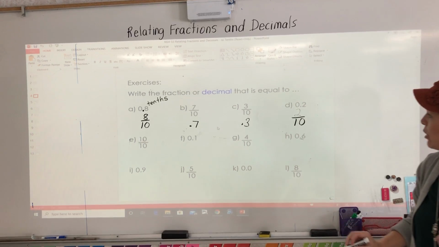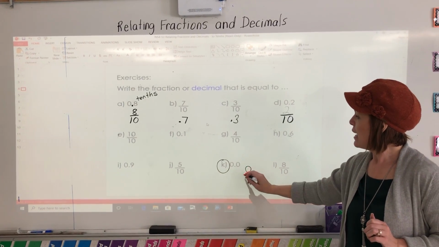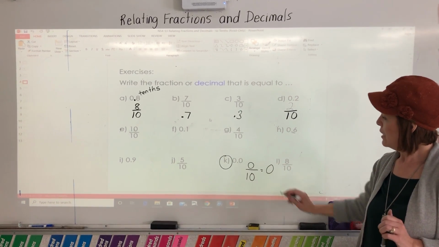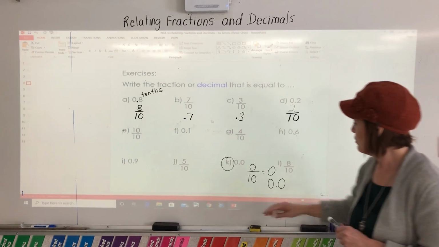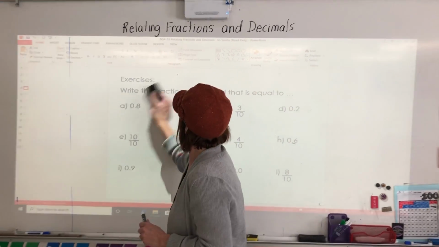And I see one trick question down here. 0.0 is the same as 0/10, which is still equal to 0. And you can write that 0.0. They're all 0, all right? So don't let them trick you with that question. Okay, we'll keep going.